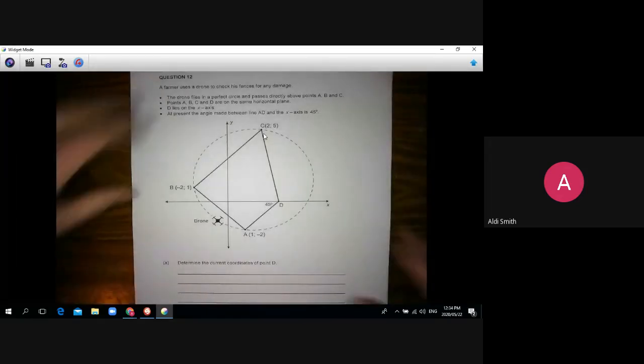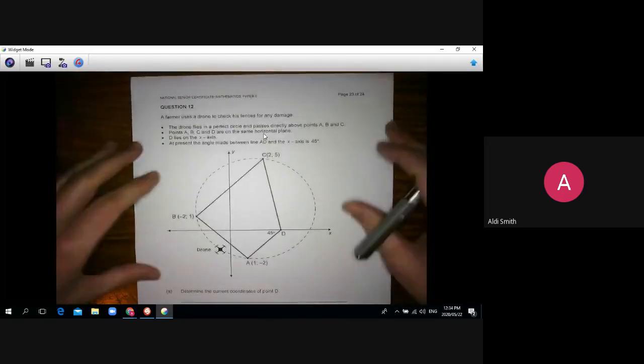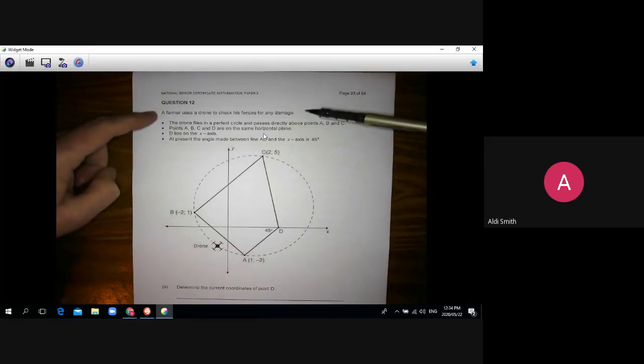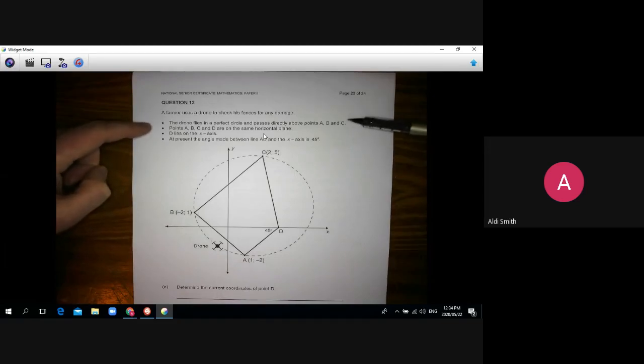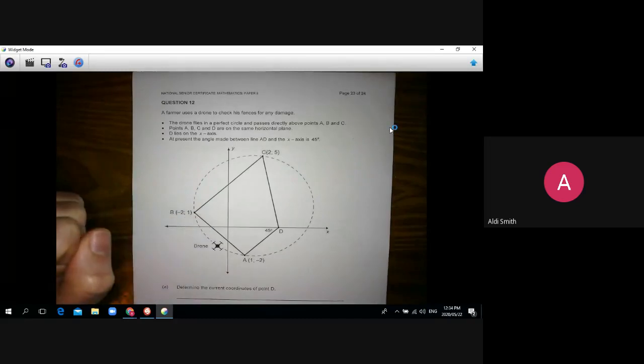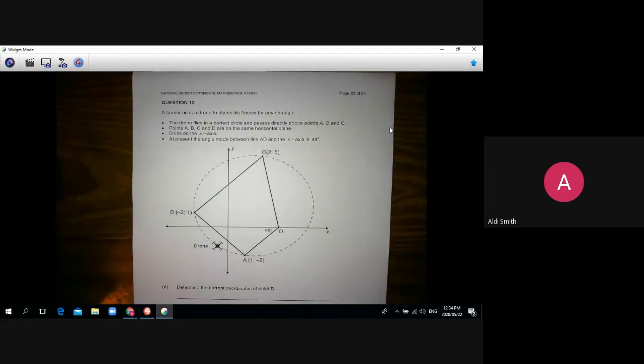Right, so let's look at this one. This one was in the 2018 paper. And what they did was they said, a farmer uses a drone to check his fences for any damage. The drone flies in a perfect circle and passes directly above points A, B, and C. So what they're telling you is A, B, and C are on the circumference of the circle. Then they also say that points A, B, C, and D are on the same horizontal plane. That's just to tell you it's flat.